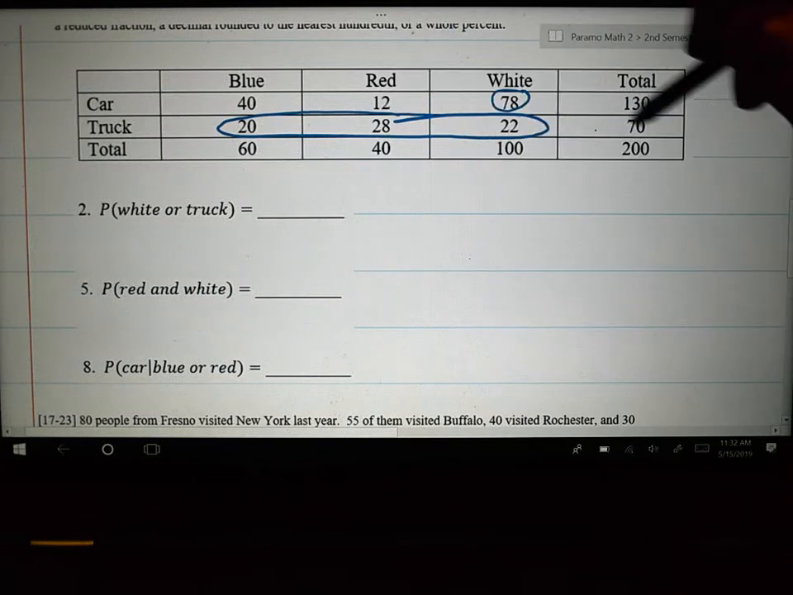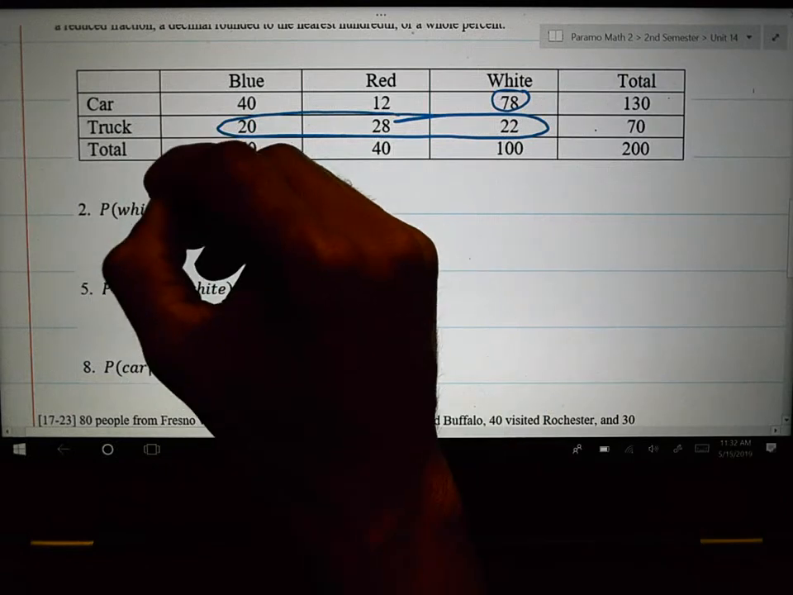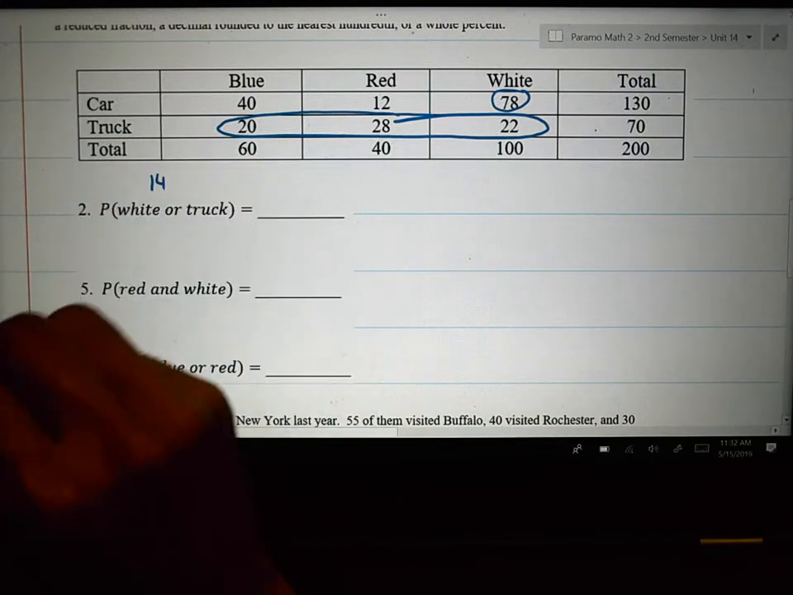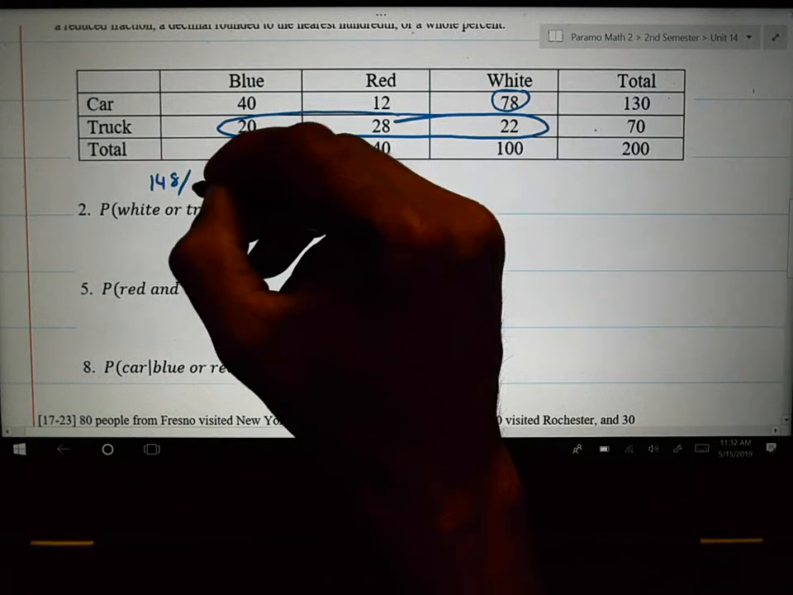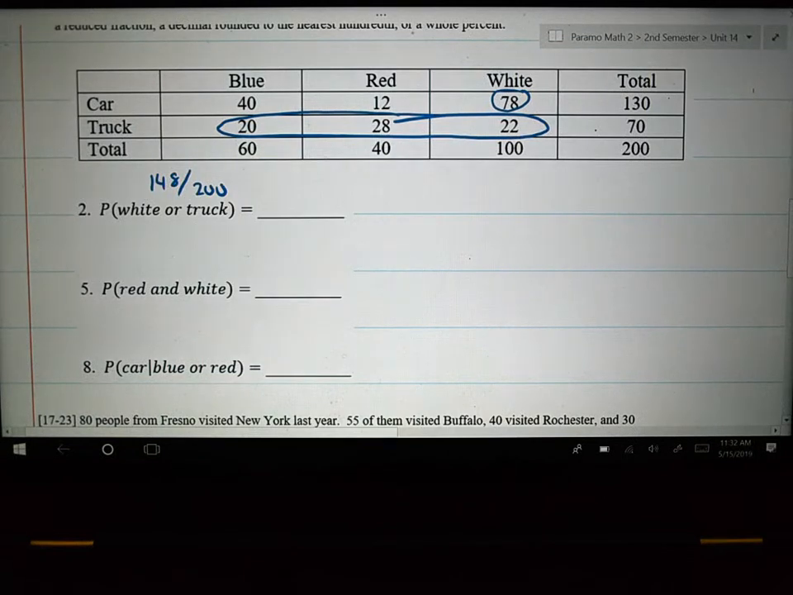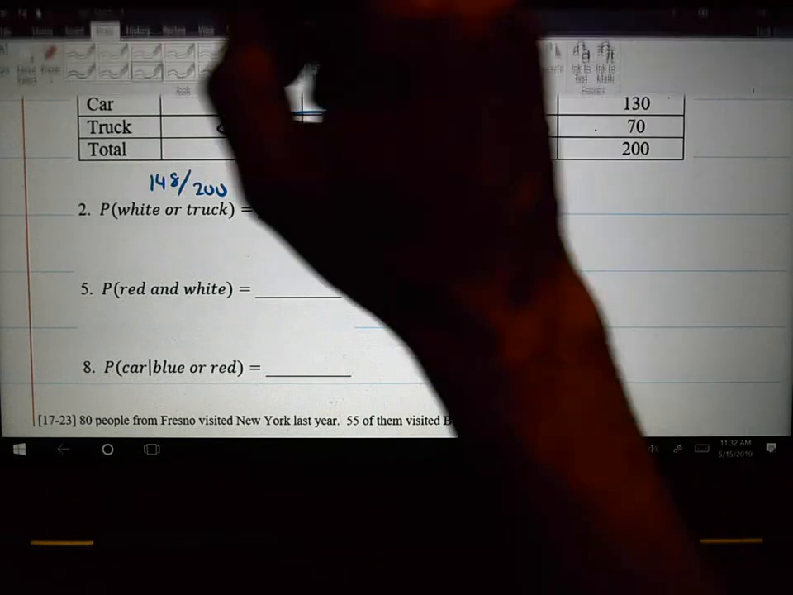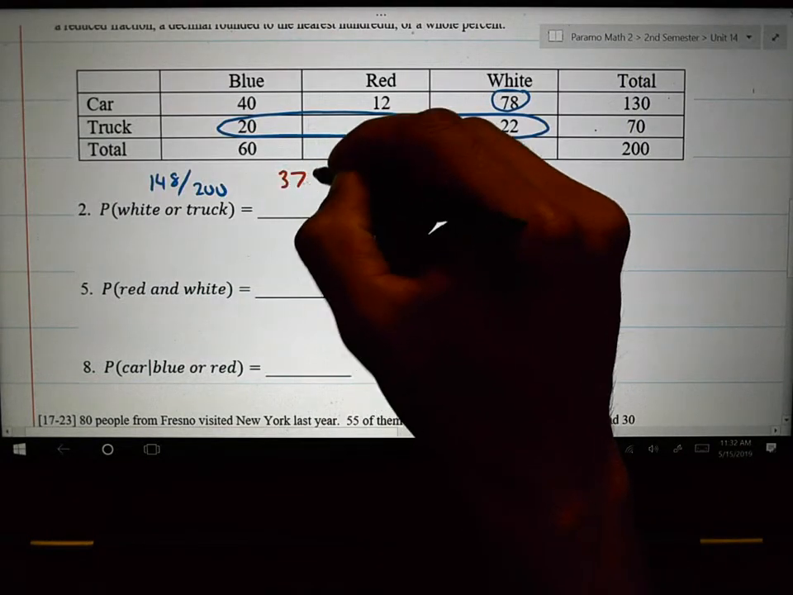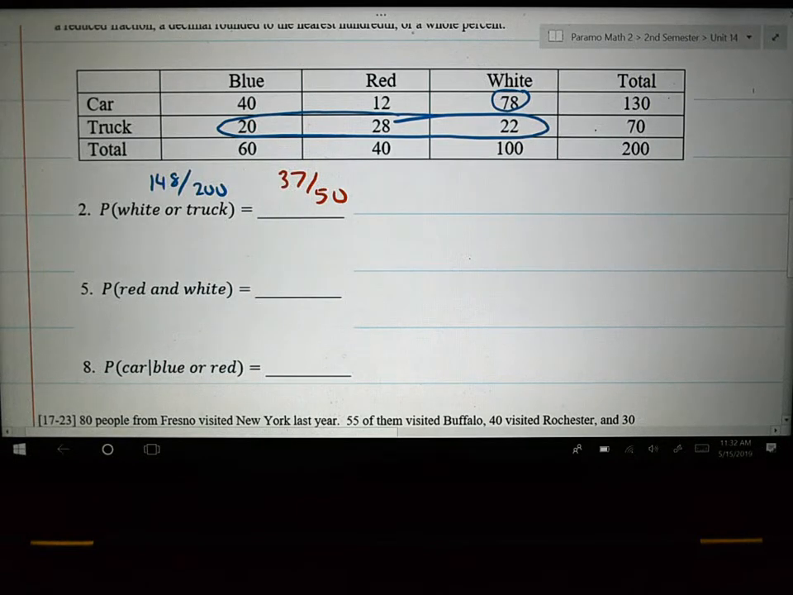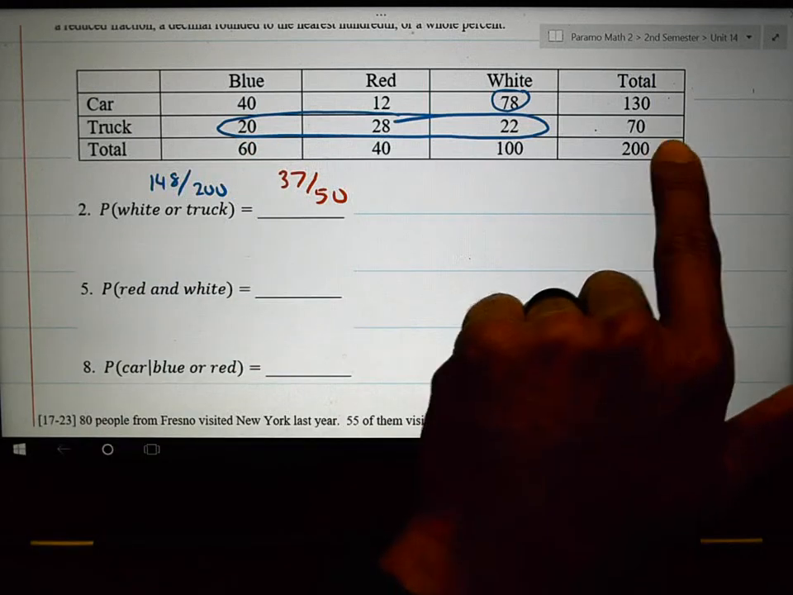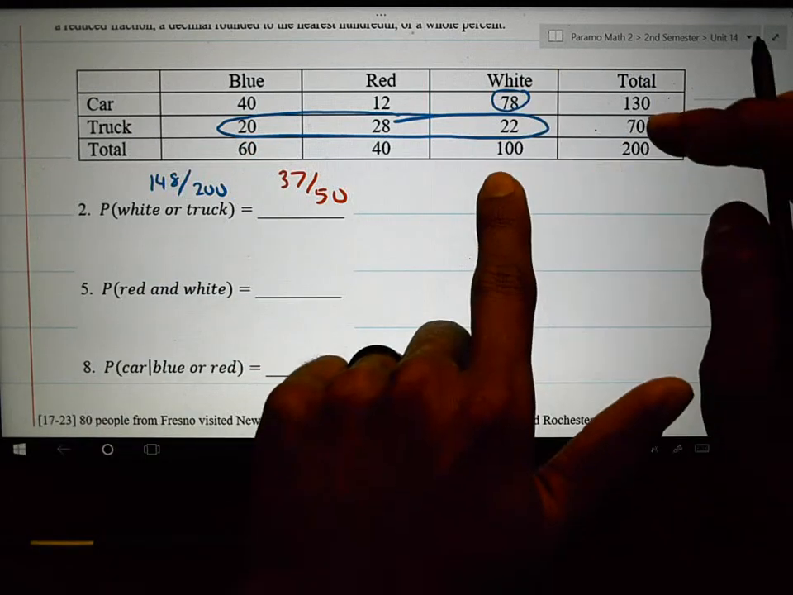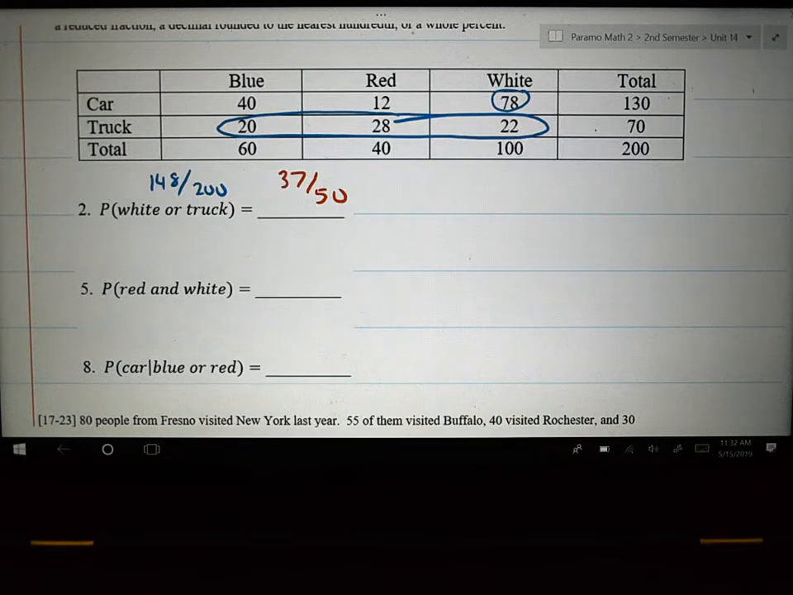78. 70 plus 78 means that we have 148 out of a grand total of 200. 148 out of 200, I usually put it in my calculator and let it reduce it for me, which reduces to 37 out of 50. So what I'm cautioning you about is if you use this total, it will end up being the wrong total because we had 148. We don't want to duplicate what we're counting. I hope that makes sense.